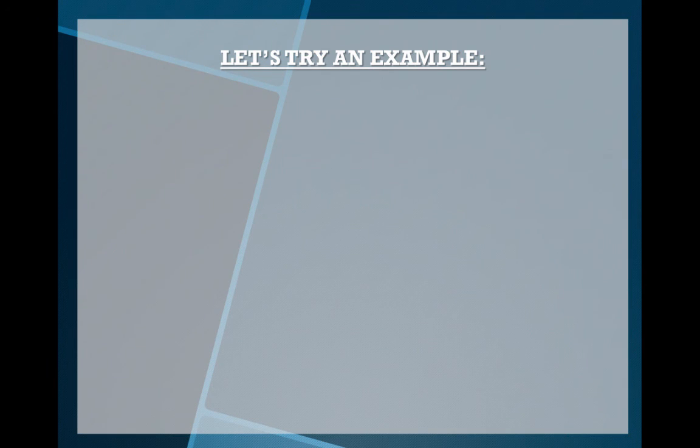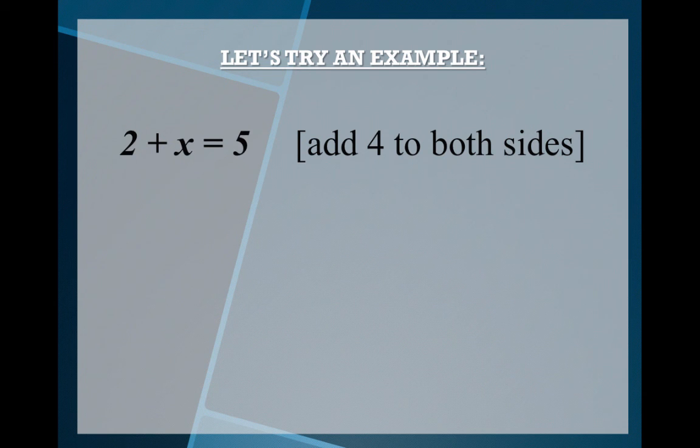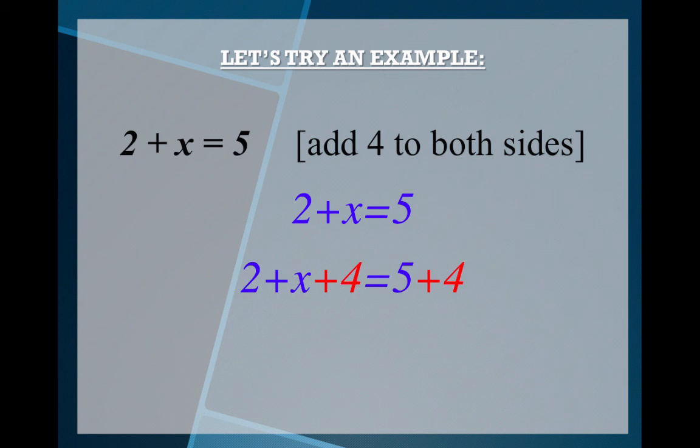Okay, are you ready to try a few examples? Okay, for this equation, I want to find the result of applying the given operation to the sides and then simplify. So our equation is 2 plus x equals 5, and I want you to add 4 to both sides. What do you think we're going to get? So if we add 4 to both sides, we get x plus 6 equals 9. And we can say that 2 plus x equals 5 and x plus 6 equals 9 are equivalent equations.